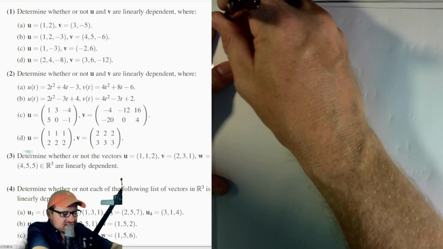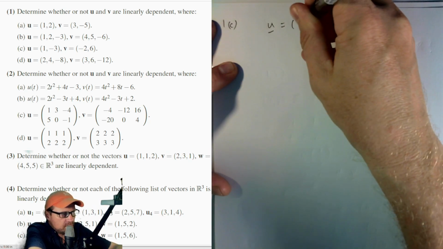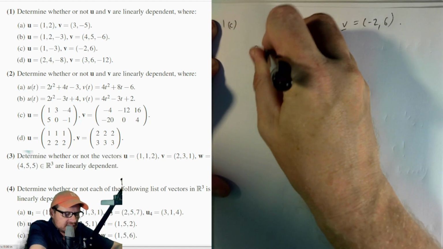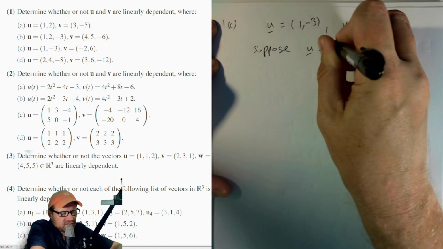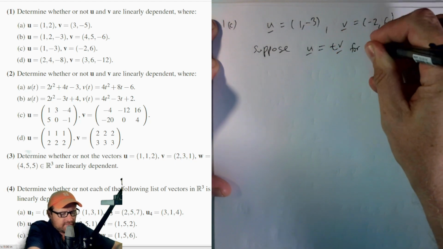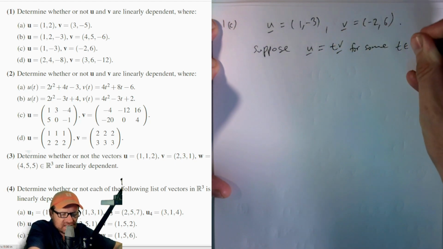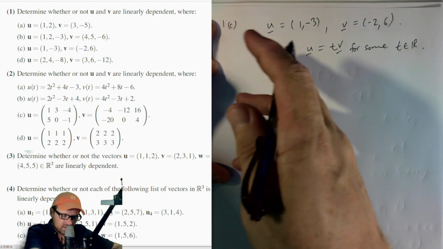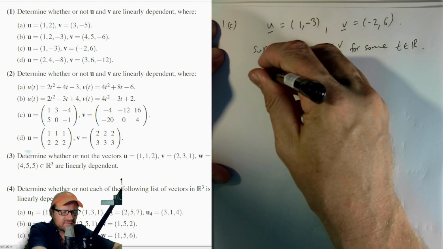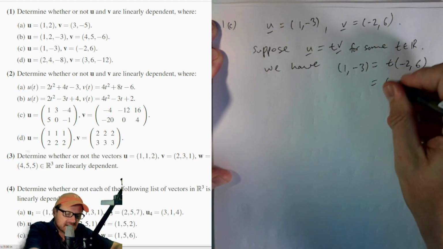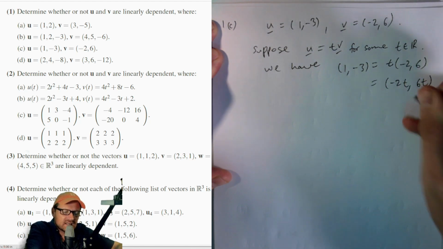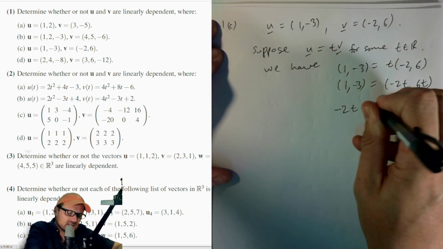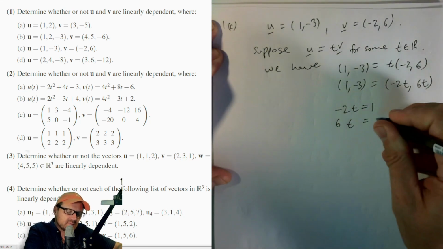All right, part C, u is (1, minus 3), and v is the vector (minus 2, 6). Okay, so suppose again that u is equal to t times v for some real number t. Now the question is, is this the case? Okay, so following this assumption, we have this. Expanding the right-hand side gives minus 2t, 6t. And so this gives rise to two scalar equations. Minus 2t is 1 and 6t is minus 3.